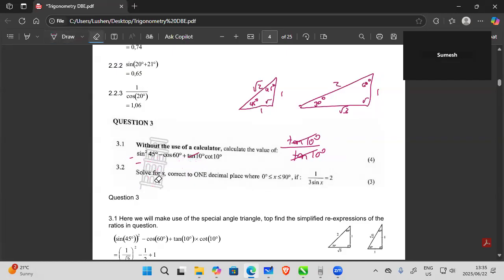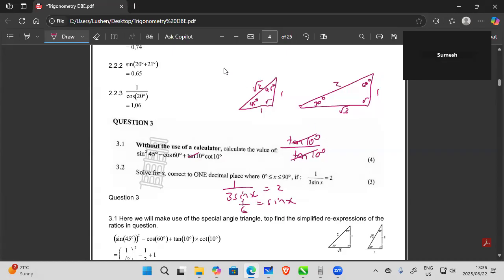Very simple stuff. Here as well, to solve, what do we have to make the subject of the formula? x, isn't it? So it'll be 1 over 3 sine of x is equal to 2. Make sine x the subject of the formula. We'll multiply by sine x on both sides, and we'll divide by 2 on both sides. So it'll be 1 over 6 is equal to sine of x.